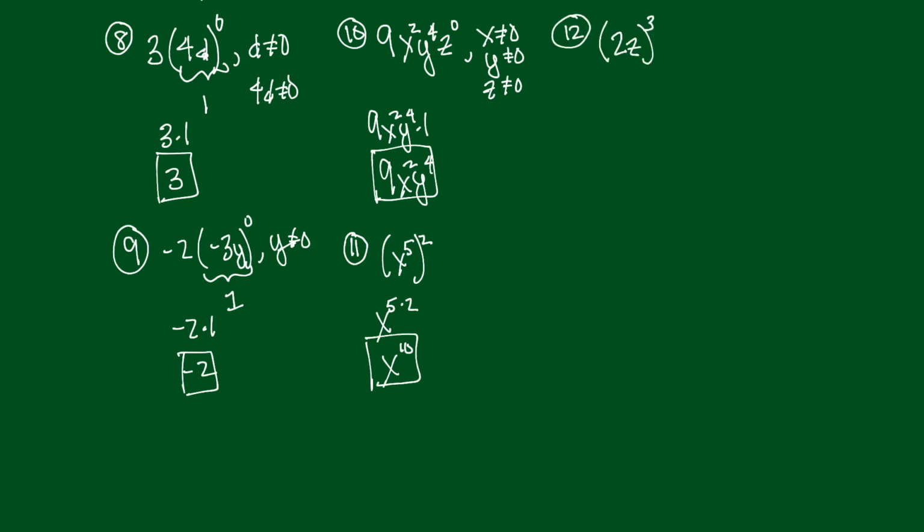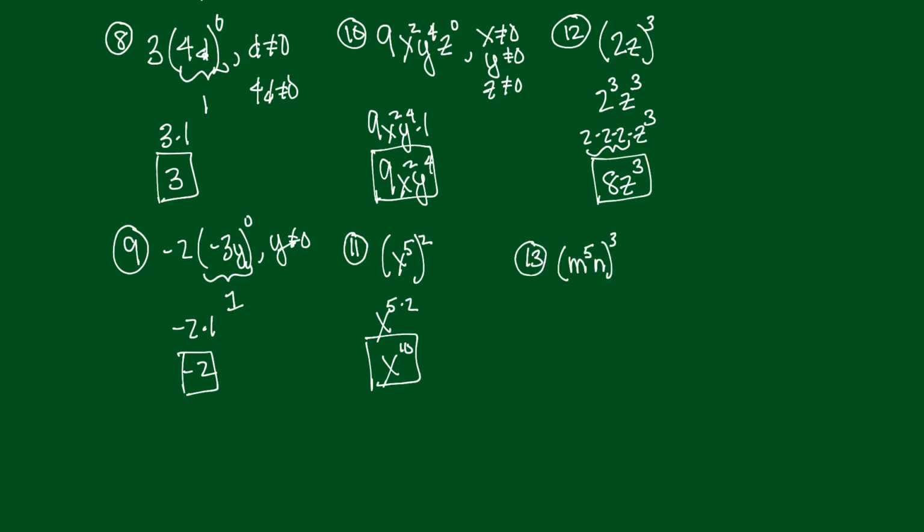In 12, we've got this product. I've got a multiplication here, so that's a product raised to a power. As long as you have a product raised to a power, you can distribute that exponent. So we are going to get 2 to the 3rd, z to the 3rd, and 2 to the 3rd, we can actually do that. It's 2 times 2 times 2, z cubed. So 2 times 2 times 2 is 8. 8z cubed is what we get.